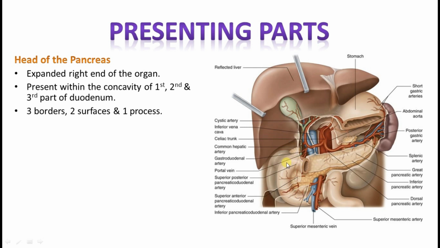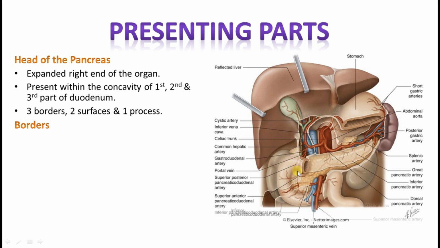So I told you three borders: superior, right lateral and inferior. Two surfaces: the anterior surface, and behind it the posterior surface. Then one process, which is called the uncinate process. So three borders, two surfaces and one process called the uncinate process. The borders are very easy to remember.